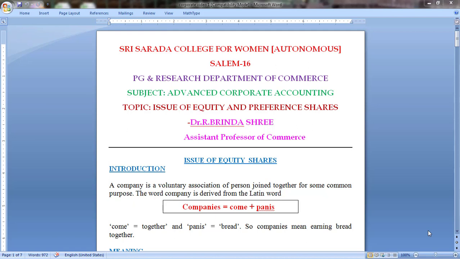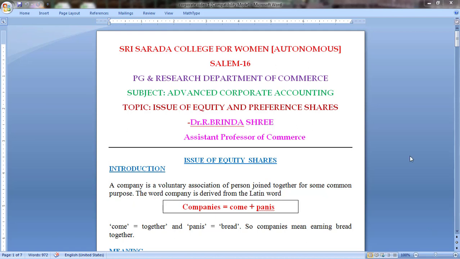Accounting is the systematic record of business transactions in order to know the profit and loss account and financial position of the business. Corporate means companies. Therefore, the accounts prepared and maintained by the companies are termed as corporate accounting.